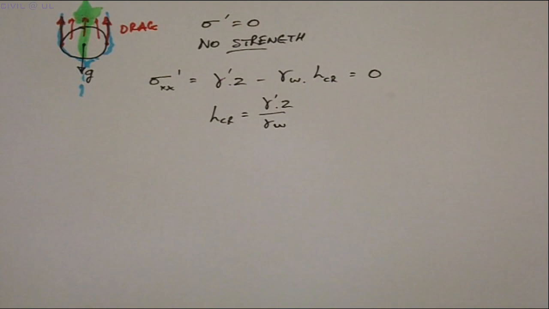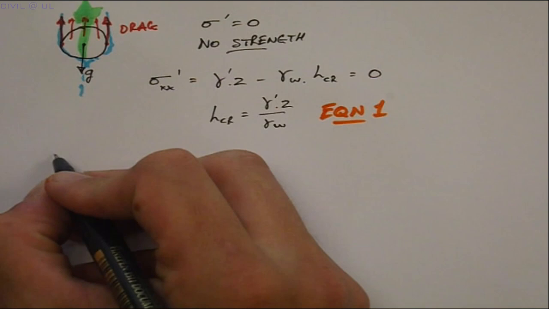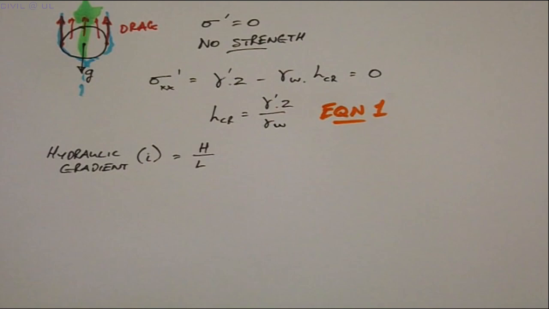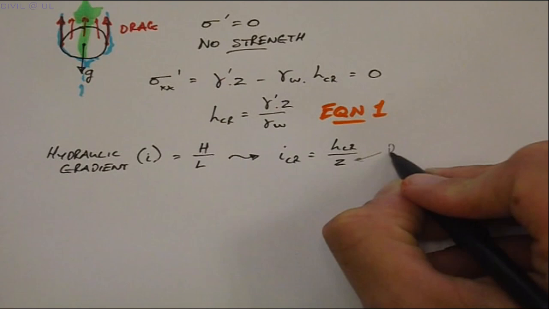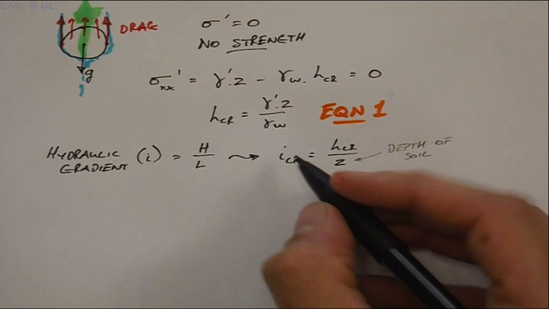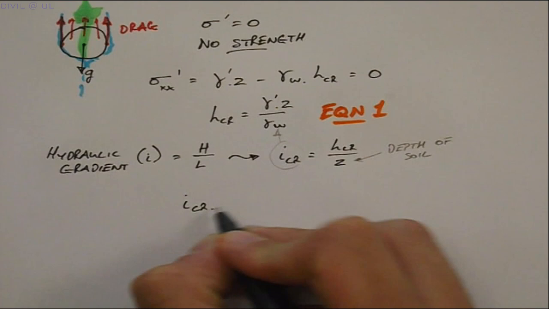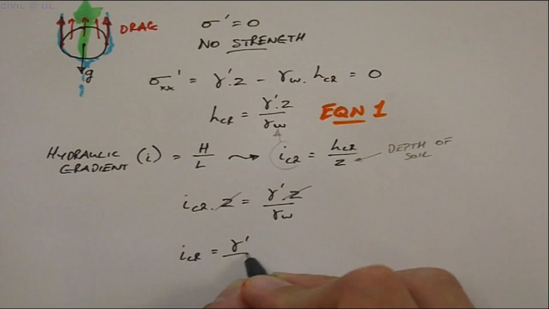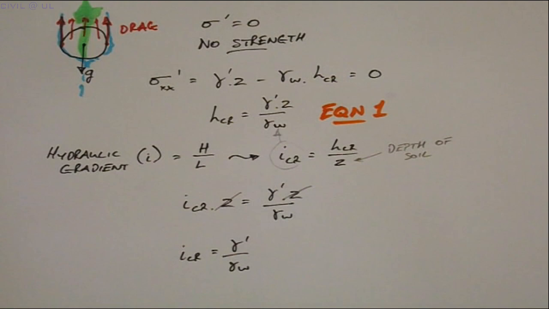Let's call this equation 1. Now, we can present the critical height in another way. Remember, from our fluid mechanics, we define the hydraulic gradient i as the difference in total head divided by the length over which the water flows. So the critical hydraulic gradient i crit is equal to H crit divided by Z. So we can substitute i crit times Z for H crit in equation 1, giving us i crit times Z equal to the submerged unit weight times Z divided by the unit weight of water. The Z's cancel, leaving us with the critical hydraulic gradient, or the flow at which the soil will lose its strength. We'll call this equation 2.